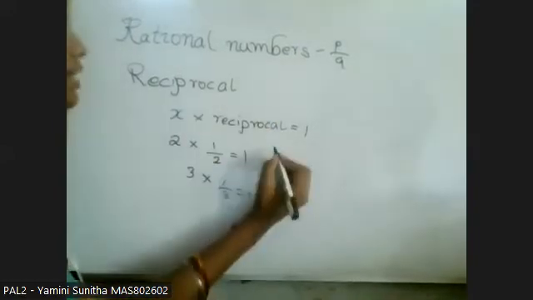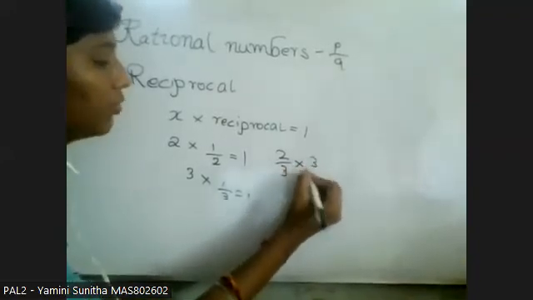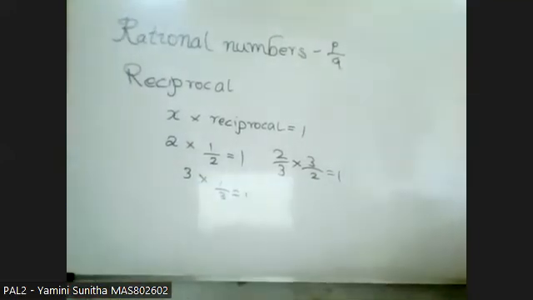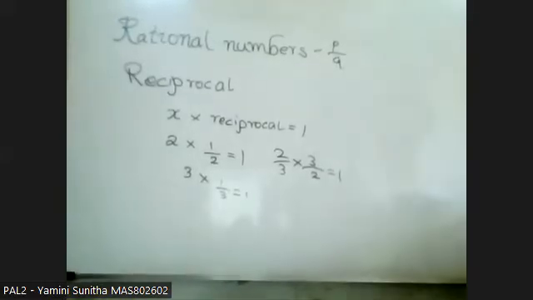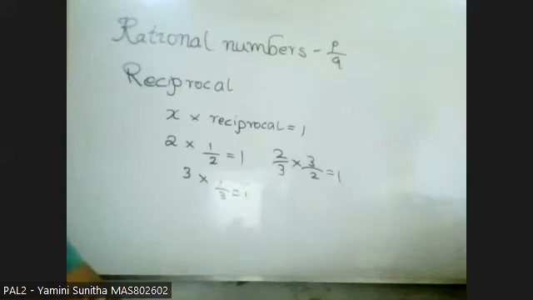Then they might ask, what is the reciprocal of 2 by 3? 2 by 3 into 3 by 2 will give 1. This is what reciprocal means: when it is multiplied with the number, it should provide the result 1. These were the topics pending from our last class. Now we will discuss how to represent rational numbers on a number line.